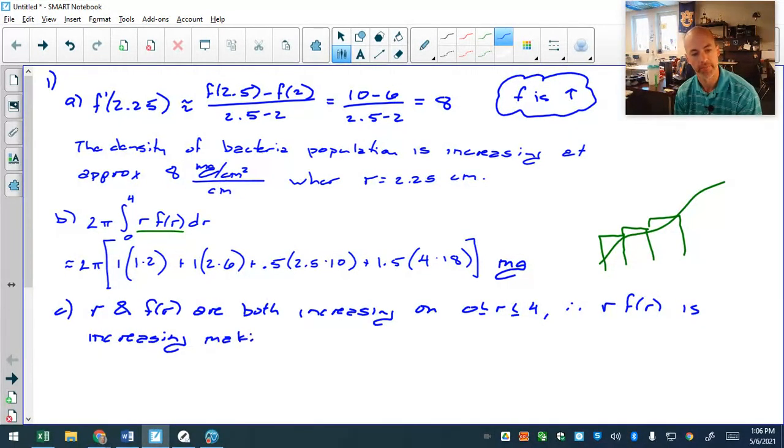making a right-hand Riemann approximation an overestimate.